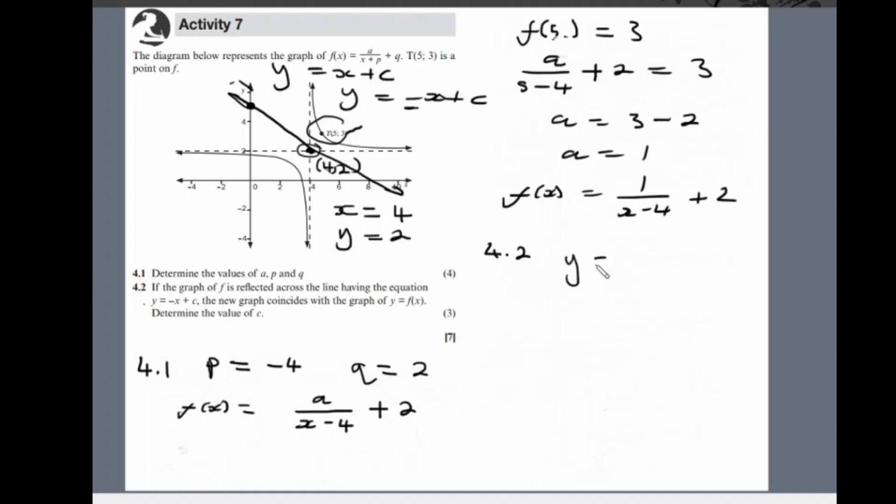So we have y equals minus x plus c, and y is 2 when x is 4. To solve for c, we take 4 to the other side and have 2 plus 4, which is 6. So c is equal to 6, using the point where the asymptotes intersect. Okay, I hope it makes sense.